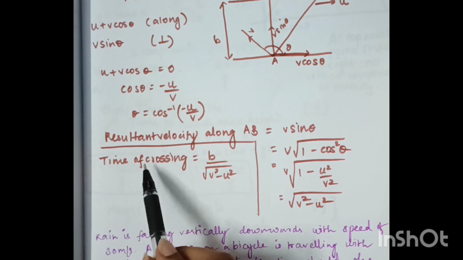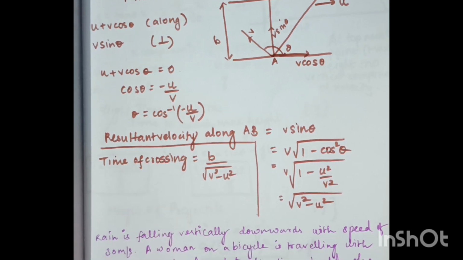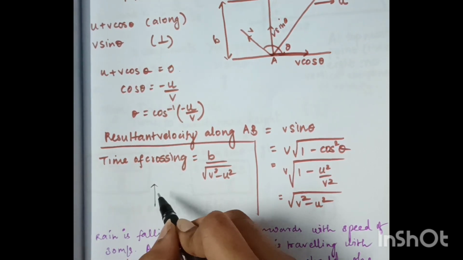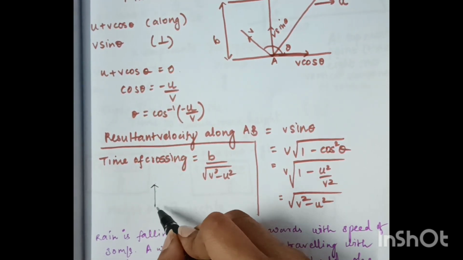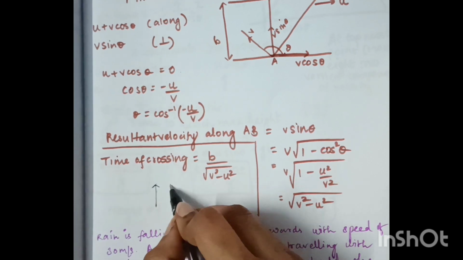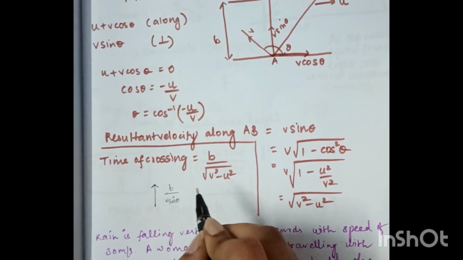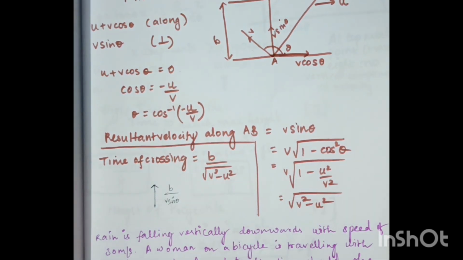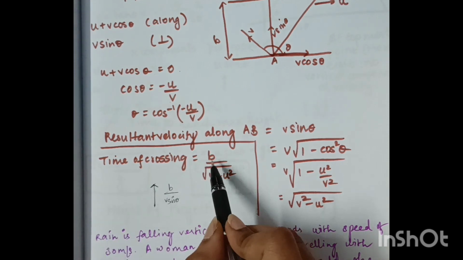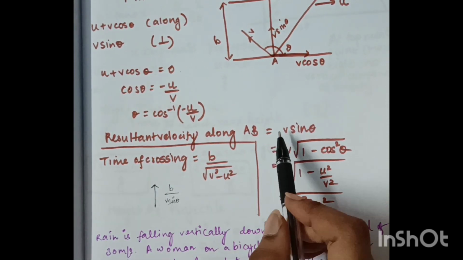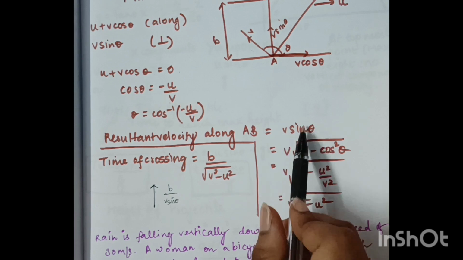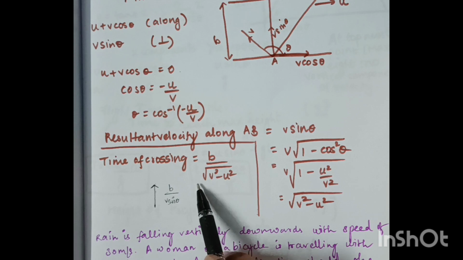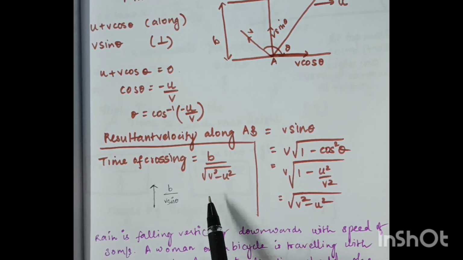Now what is the time of crossing? Time of crossing we know is b by v sin theta, we have already seen, because it is the direction of motion and we have to take the velocity in the direction of motion. So b by v sin theta was the time. Here we have already derived v sin theta equals under root v square minus u square, so we write here, b by under root v square minus u square. This result also we should keep in mind.